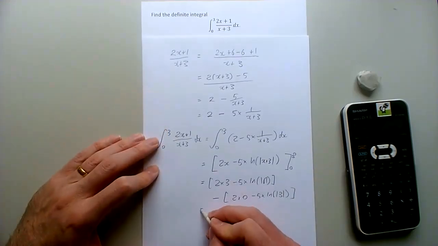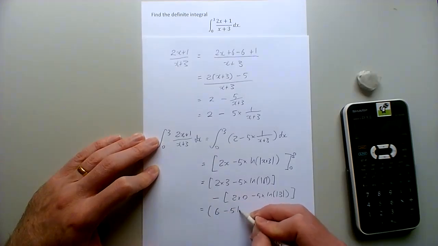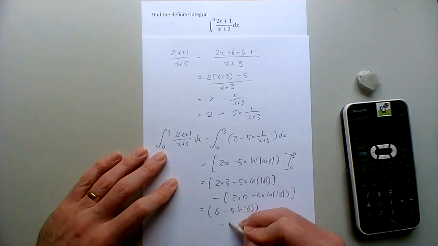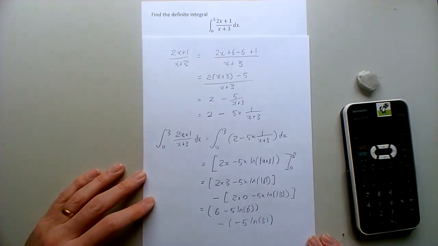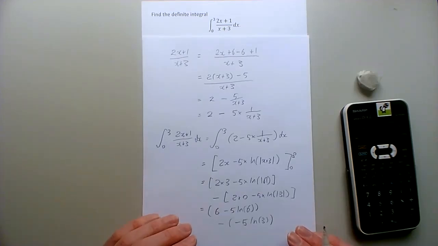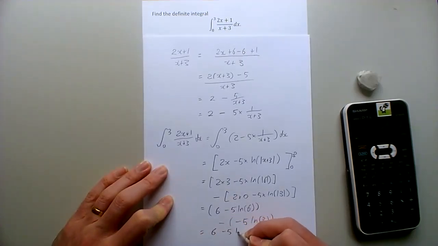Okay, cool. And that would be 6 minus 5 ln 6, because 6 is positive anyway. The absolute value is not going to make a difference. Minus, that's 0, minus 5 ln 3. I could figure it out now, but I reckon I can make it even simpler and get a nice exact mathematical answer first, which is always pleasant. So let's see, that's 6 minus 5 ln 6 plus 5 ln 3.